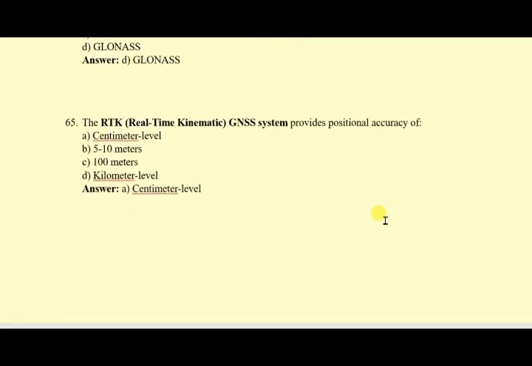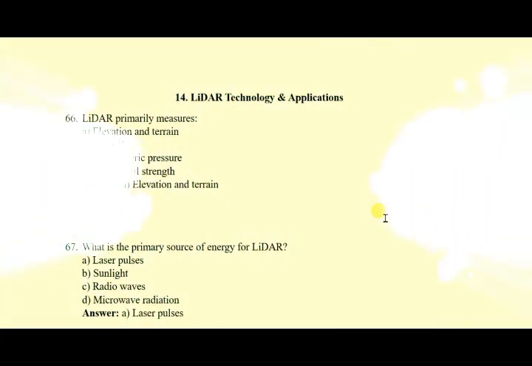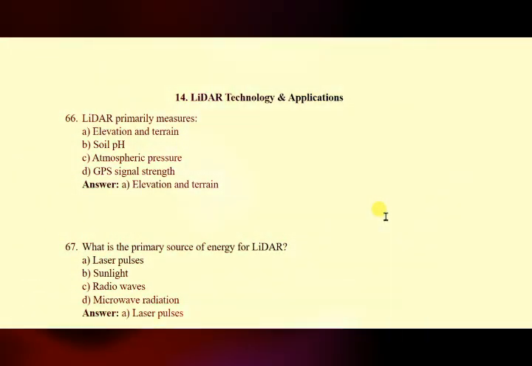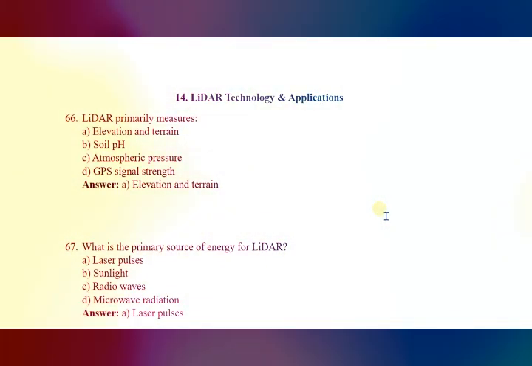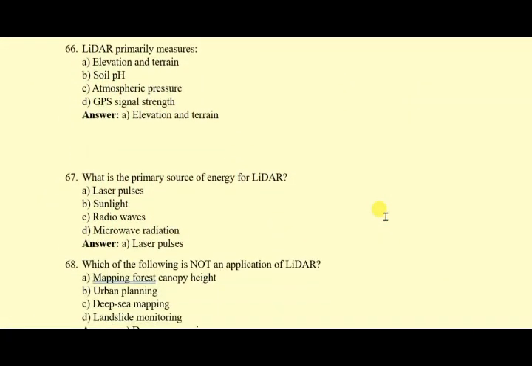65. The RTK, real-time kinematic, GNSS system provides positional accuracy of centimeter level, 5 to 10 meters, 100 meters, kilometer level. The right answer will be centimeter level. Category 14, LiDAR technology and applications. 66. LiDAR primarily measures elevation and terrain, soil pH, atmospheric pressure, GPS signal strength. Right answer will be elevation and terrain.